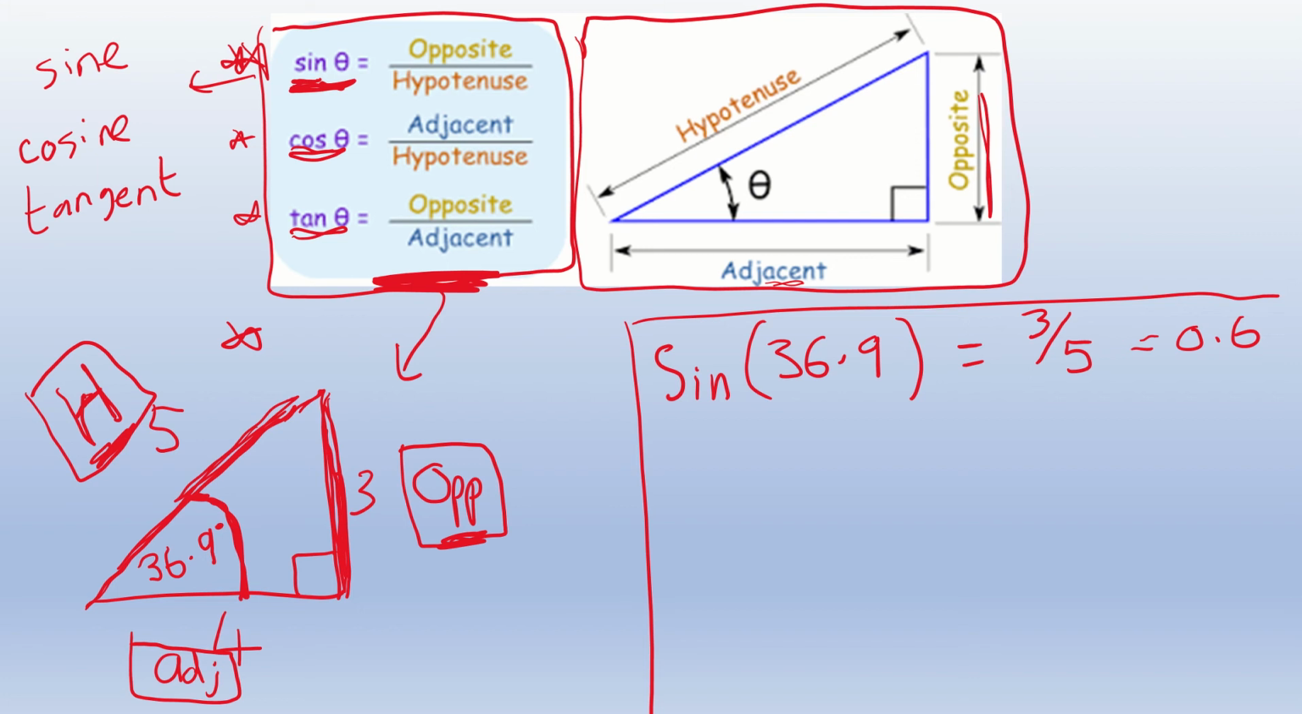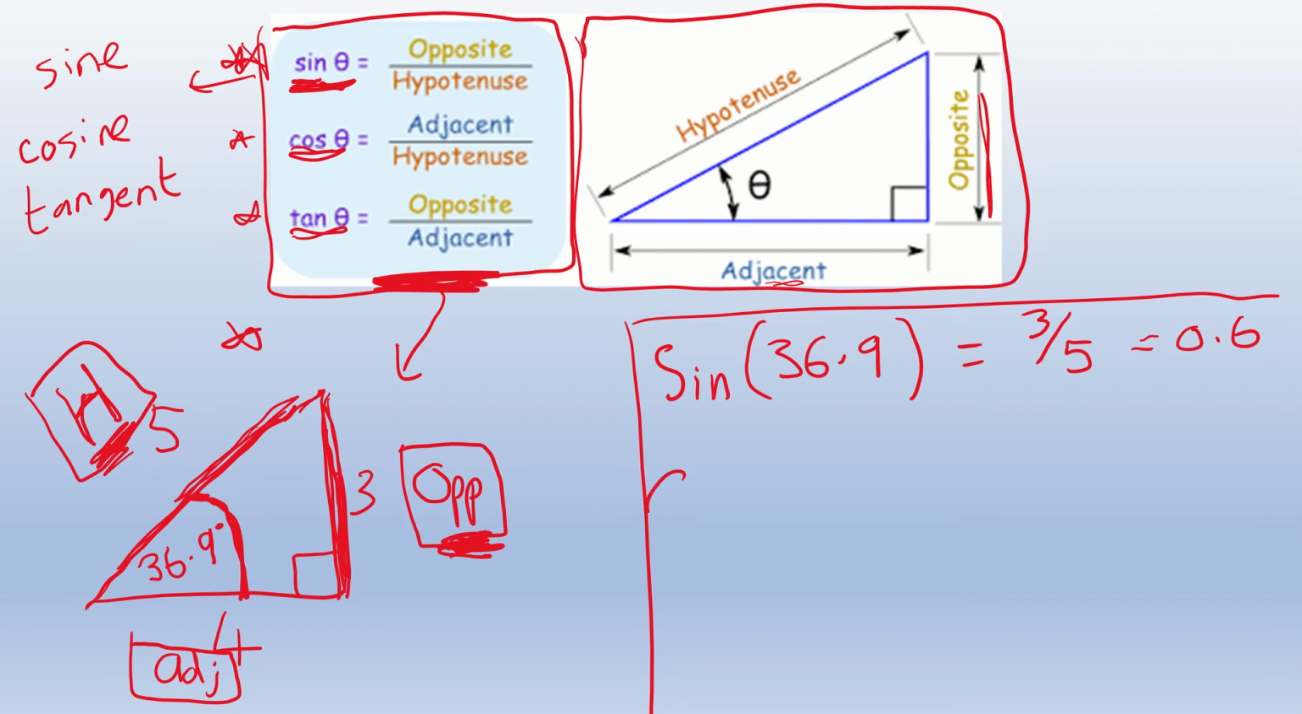Basically what they're saying is they're comparing the opposite side and the hypotenuse together, and they're saying that my opposite side here is going to be 0.6 of my hypotenuse, and that's the case here. So that was my opposite and my hypotenuse that were being compared together.